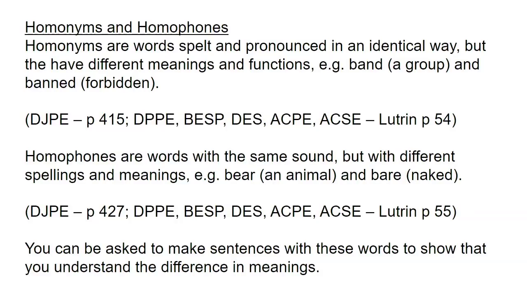DJPE, you will find homonyms and homophones on page 415, while DPPE and BESP, DES, ACP and ACSE will find it in Lutheran, page 54. Homophones are words with the same sound, but with different spellings and meanings. For example, bear, which is an animal, or bare, which means naked. So you can hear it sounds the same, but the spelling is different. And homophones, DJPE, you will find it on page 427, DPPE, BESP, DES, ACP and ACSE will find it in Lutheran, page 55. You can be asked to make sentences with these words to show that you understand the difference in meanings.